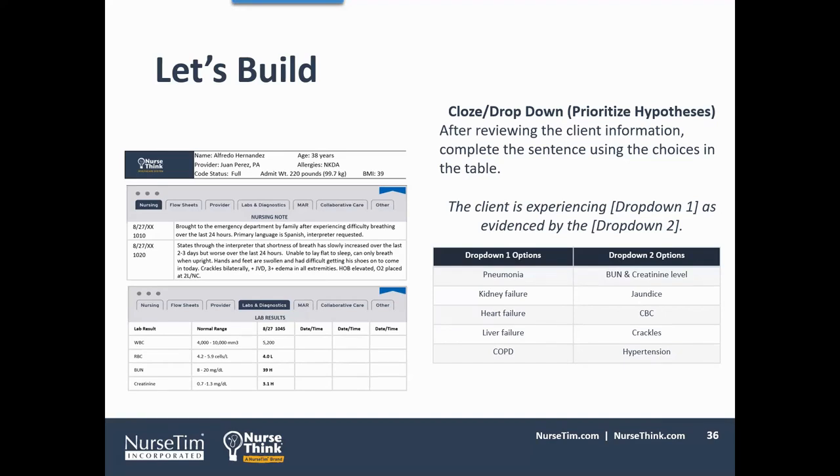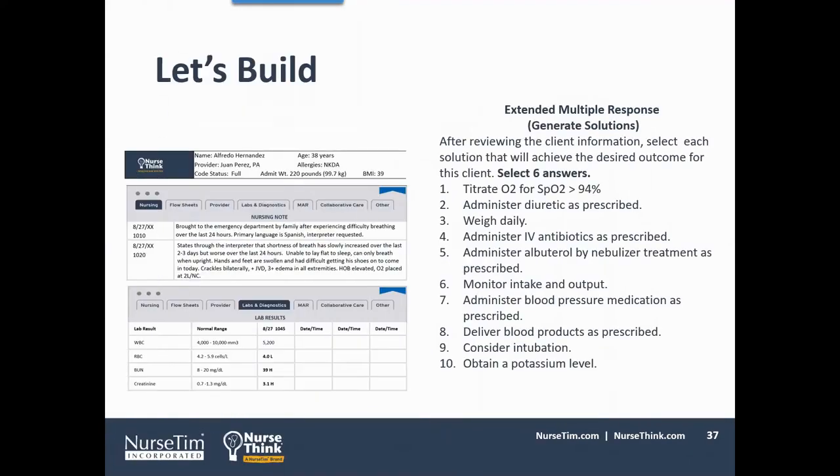Okay, so now let's move to the next step. Now I need to generate solutions. Same chart parts. I've got enough information. And this is going to be a multiple response select N on generating solutions. I'm going to ask the student, after reviewing the client information, select each solution that will achieve the desired outcome for this client. Select 6 answers. Okay, so 10 choices, 6 of them are correct. And I want my student to go through and highlight or select the correct answers based on the information that's in the electronic record.